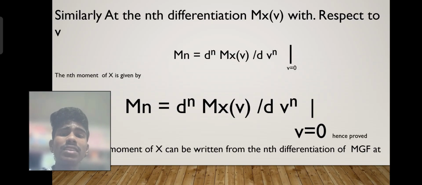Thus the nth moment of X can be found from the nth differentiation of the moment generating function at v equal to 0.